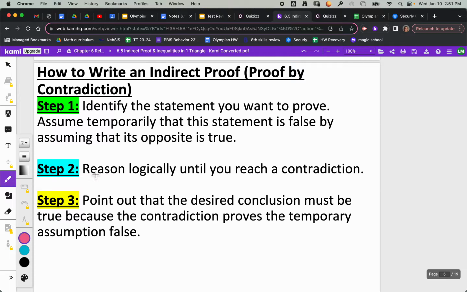So there are 3 steps we're going to use in order to write indirect proofs. The first step is to identify the statement you want to prove, which is your given, normally, and then you're trying to connect it to the proof statement. You're going to assume temporarily that the statement is false by assuming that its opposite is true. Once you do that, then you can do step 2, which is reason logically until you can reach a contradiction. And then step 3, point out that the desired conclusion has to be true because the contradiction proves the temporary assumption false.